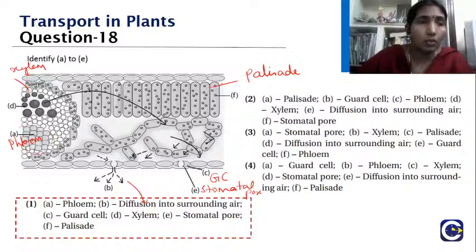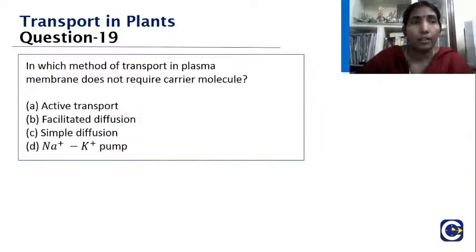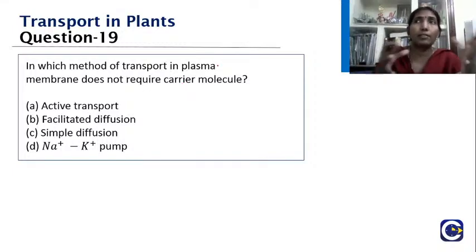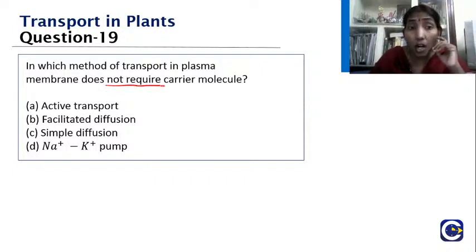Okay students, so they are asking us to identify the pictures, that is, the labels, and we have to make it out like this. Okay, very good. Next question: in which method of transport in the plasma membrane is a carrier molecule not required? In previous slides we had enough discussion on the transport of molecules. So they are asking which of these does not require a carrier molecule: active transport, facilitated diffusion, simple diffusion, or the sodium potassium pump.